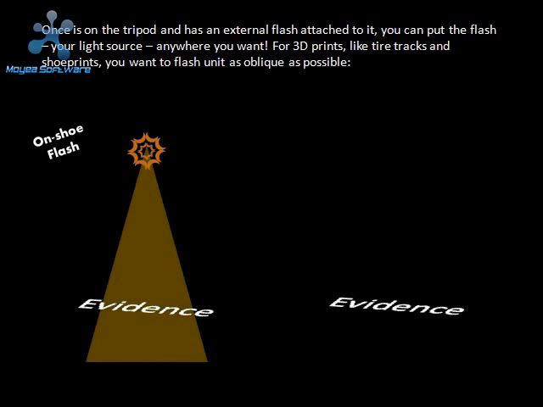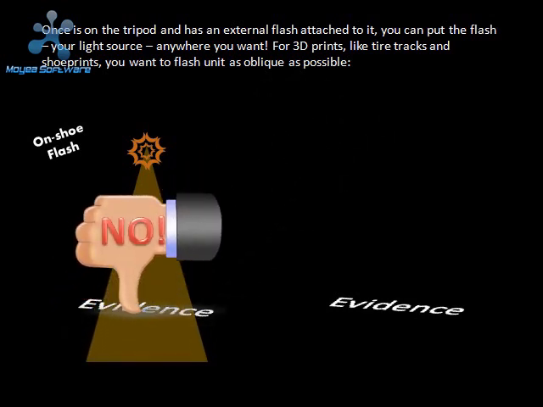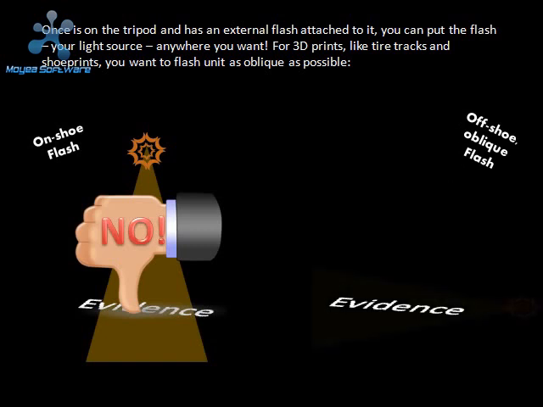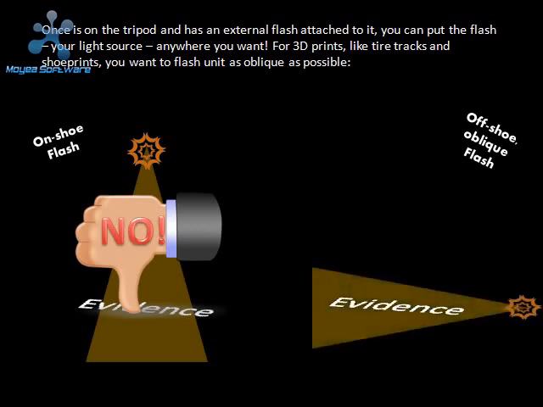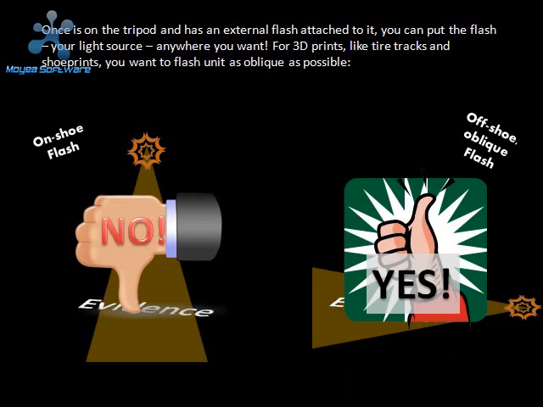Okay, this would be on-shoe flash. Your internal flash unit, or if you left your external flash mounted to your hot shoe right on top of the camera, okay, that's not what we want. We're going to lose detail if we do that. Instead, you want off-shoe or oblique flash, and here the evidence is just on the floor basically of the slide there, and you're lighting it from the side. Okay, that's the kind of lighting that you want because that is what's going to highlight the detail in that three-dimensional evidence.